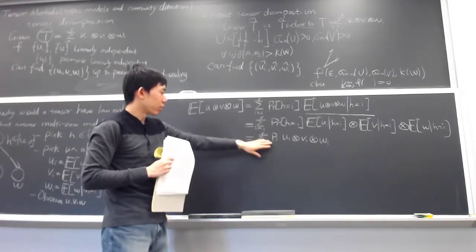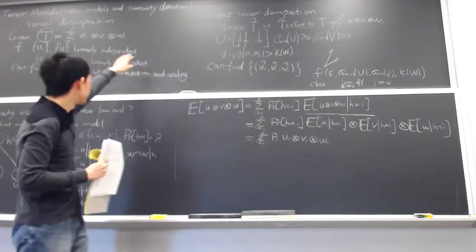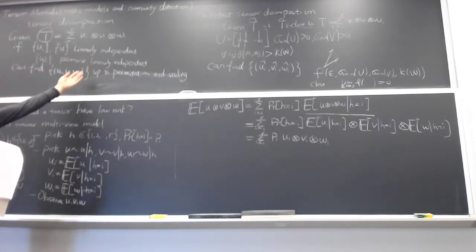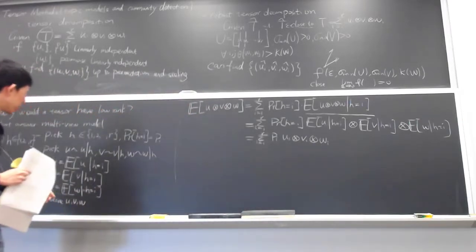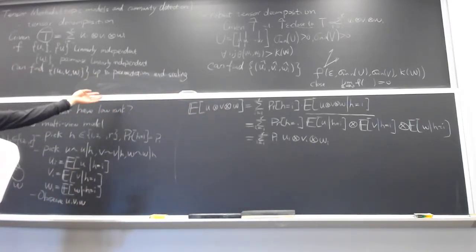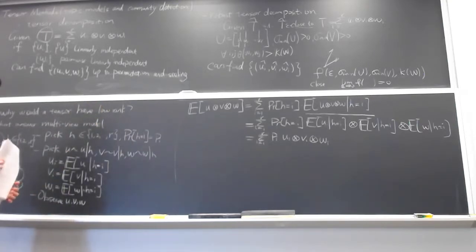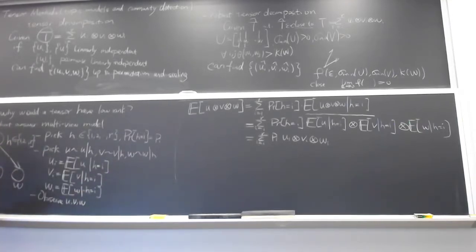So in this case, we have a tensor decomposition form that looks very similar to the earlier one. We can hope to run the tensor decomposition algorithm and find out what the Ui, Vi, and Wi are. Of course, usually there's a scaling issue. Without further assumptions on what Ui, Vi, and Wi are, we don't know how to get rid of the normalization issue.